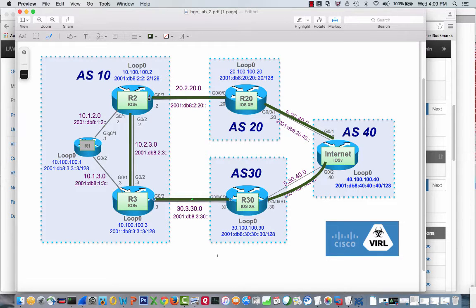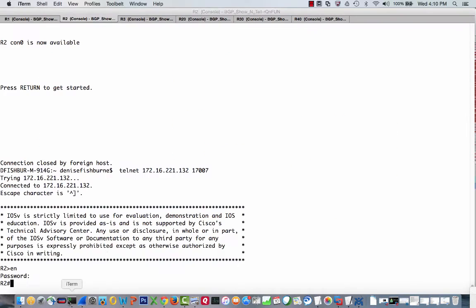In show and tell number 1, we did the eBGP session between R2 and R20. This time we're going to do the eBGP IPv4 and IPv6 session between R3 and R30. And unlike show and tell number 1, I can promise you that R30 is actually pointing to the right autonomous system number. So let's go to R3.